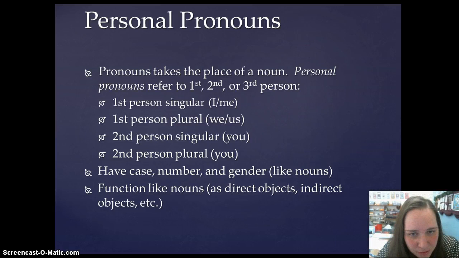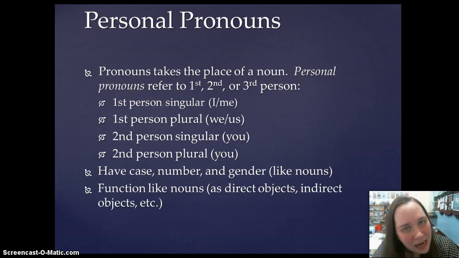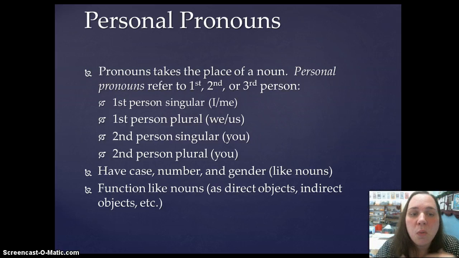The personal pronouns, that person part of personal pronouns, refers to first, second, or third person. So in today's lesson, we're going to learn the first and second person personal pronouns. The next lesson in chapter 12 will be the third person pronoun, okay? So what do I mean by first person pronoun? Well, the first person singular pronoun is obviously I, or as it declines in English, me.